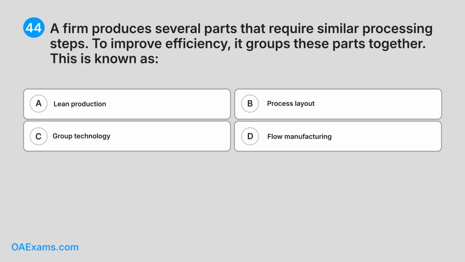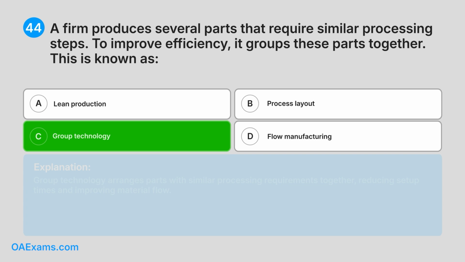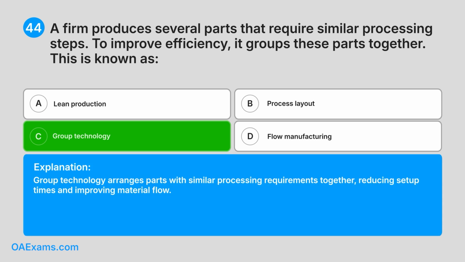44. A firm produces several parts that require similar processing steps. To improve efficiency, it groups these parts together. This is known as: A. Lean production. B. Process layout. C. Group technology. D. Flow manufacturing. Do you know the answer? Correct answer: C. Group technology. Explanation: Group technology arranges parts with similar processing requirements together, reducing setup times and improving material flow.